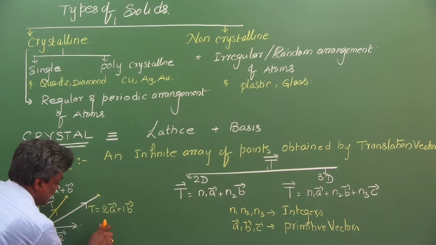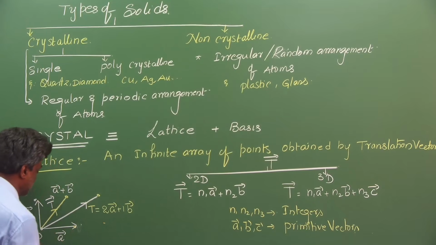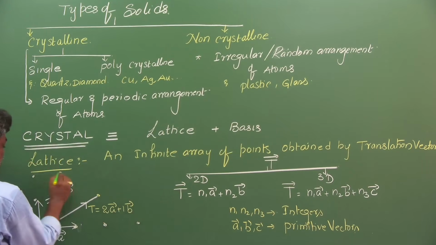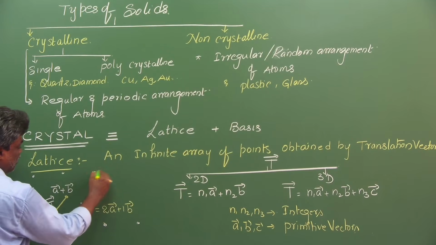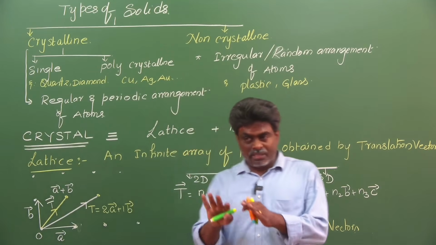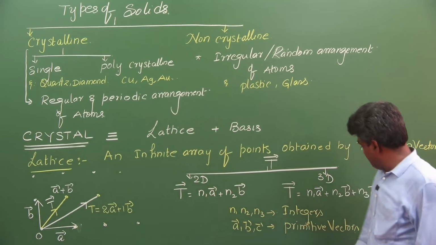Right. So something like this. We can keep on placing the points like this. All these points will be obtained with the help of a translation vector, whether you are in 2 dimensions or 3 dimensions.